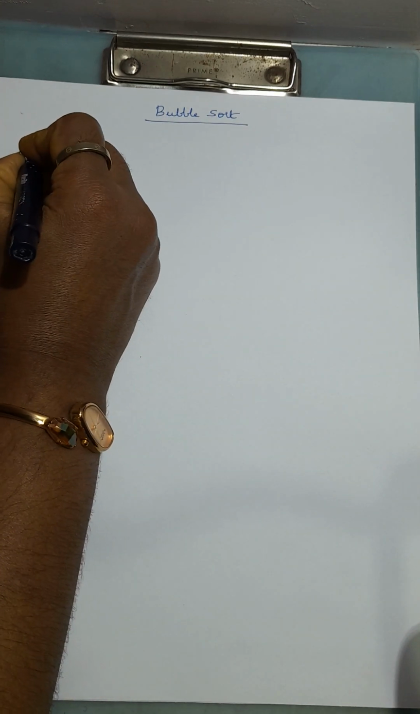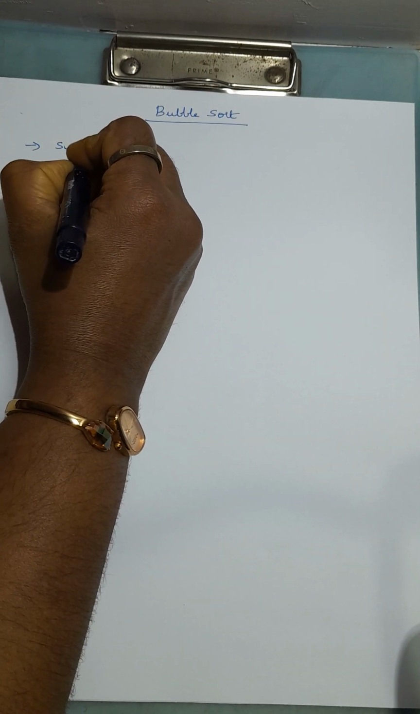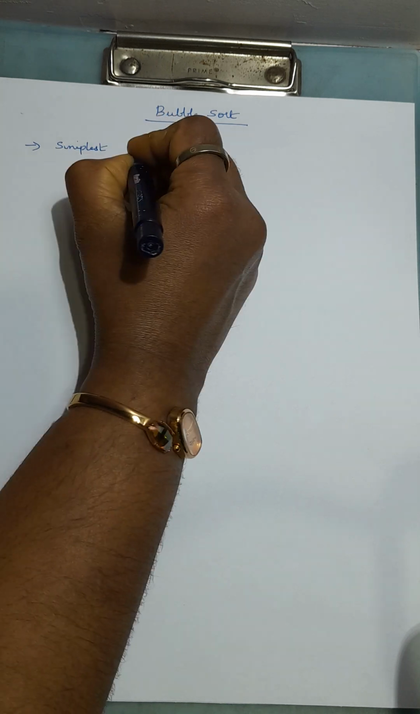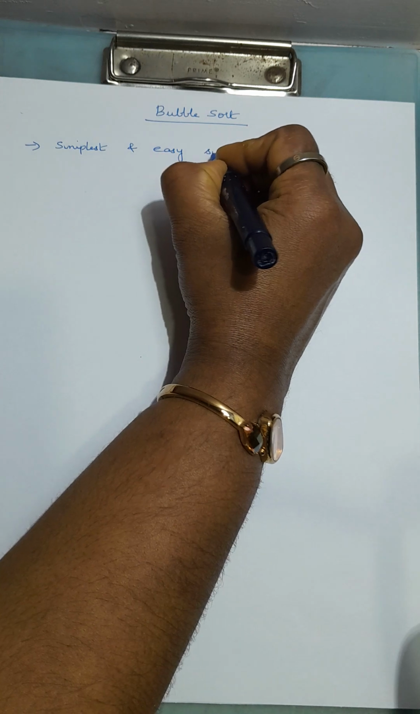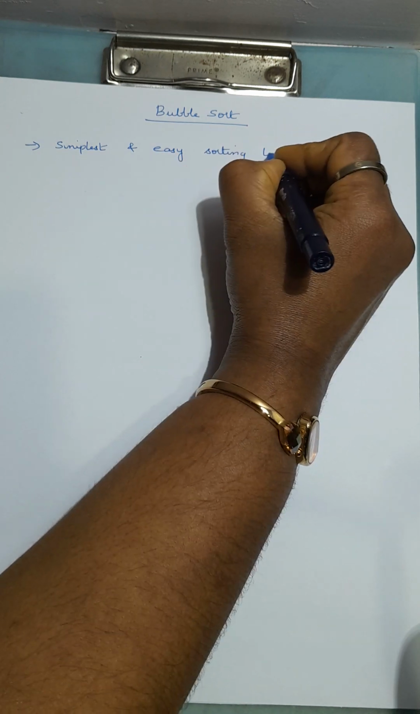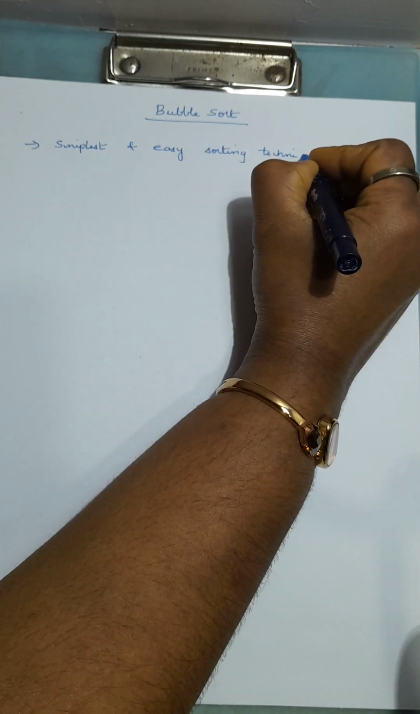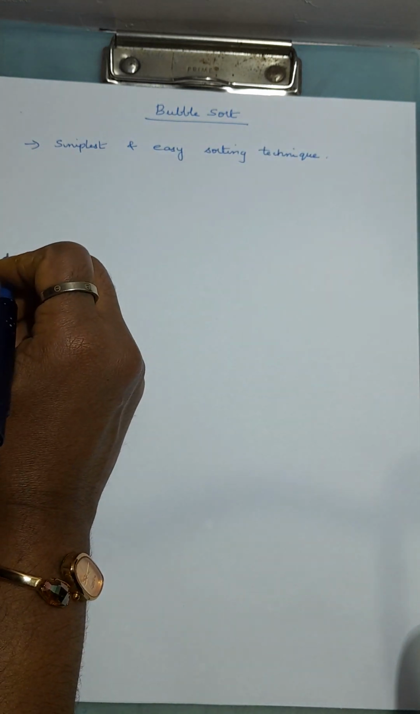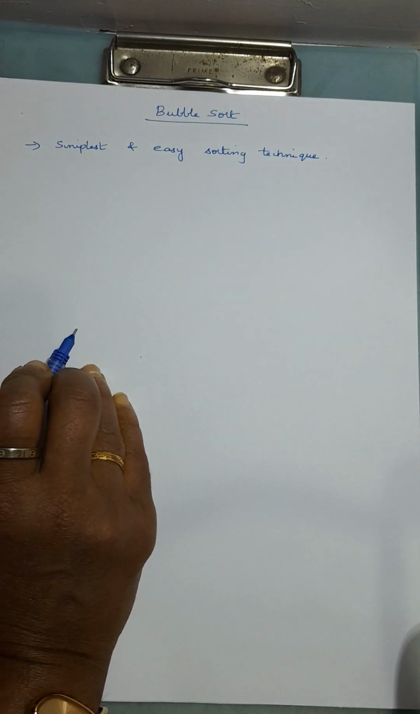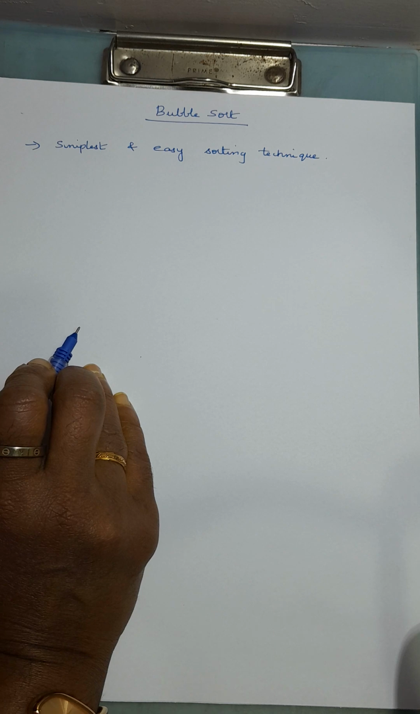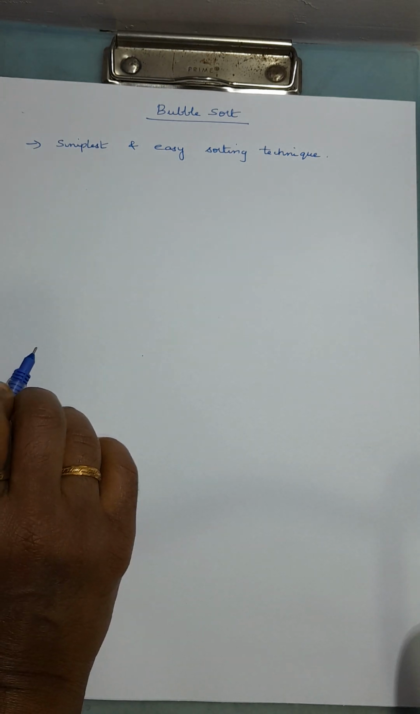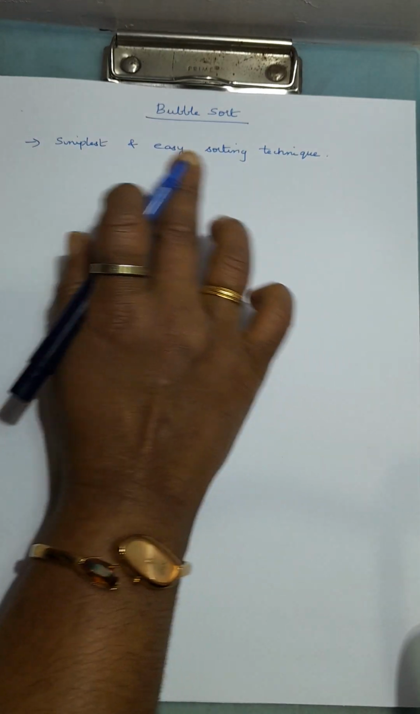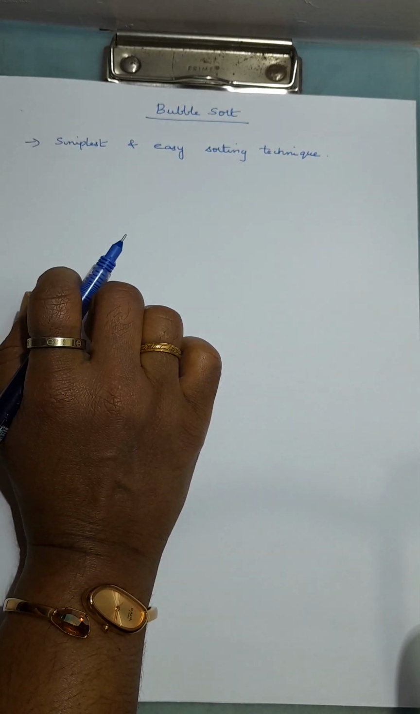So bubble sort, it is one of the simplest and easy sorting techniques compared to insertion sort and selection sort. In my previous video I uploaded the concept of insertion sort and selection sort. Now let's move on with the bubble sort. This sorting is very simple when compared to insertion sort and the selection sort.